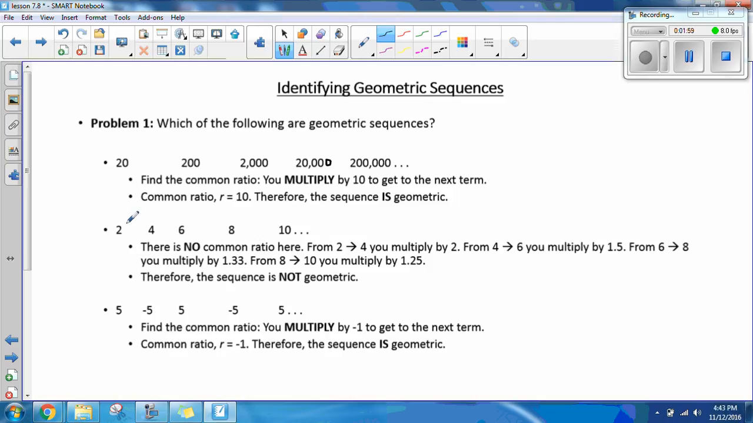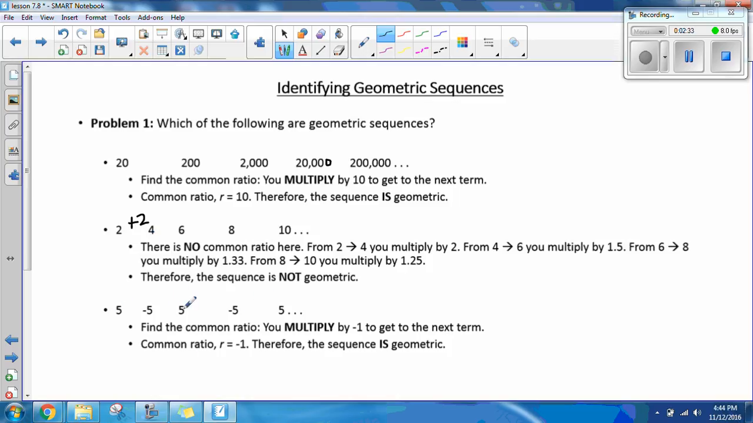The next one, 2, 4, 6, 8, 10. There is no common ratio here. To go from 2 to 4, we multiply by 2. From 4 to 6, we have to multiply by 1.5. From 6 to 8, we have to multiply by 1.3 repeating. And from 8 to 10, we have to multiply by 1.25. So this is not a geometric sequence. However, if you recall, this is an arithmetic sequence because all we're doing is adding 2 to get to the next term.